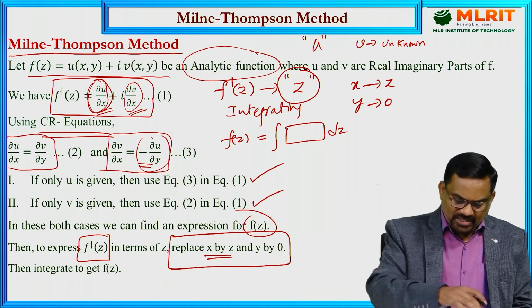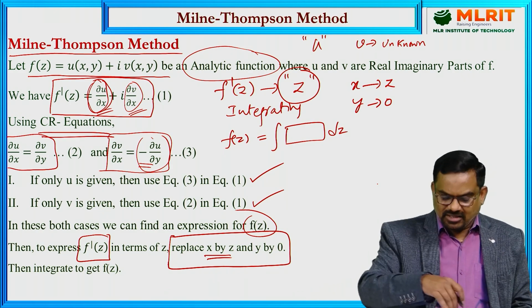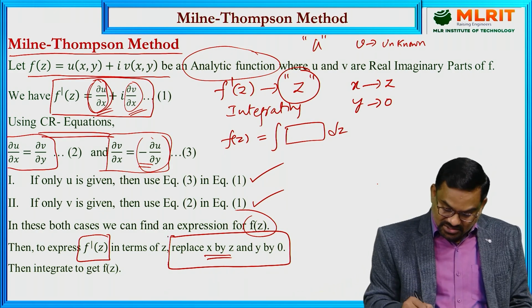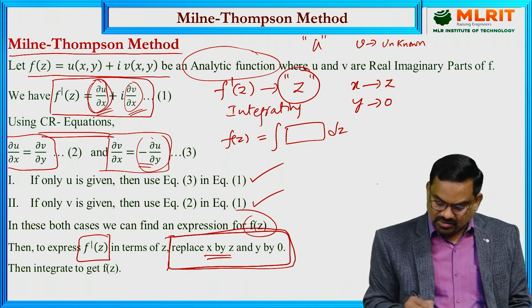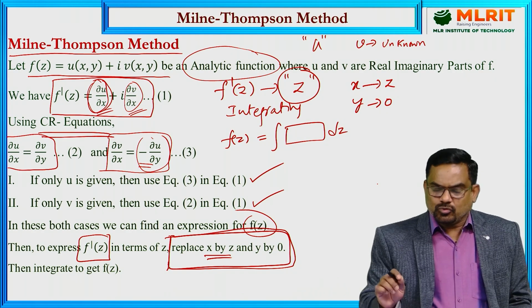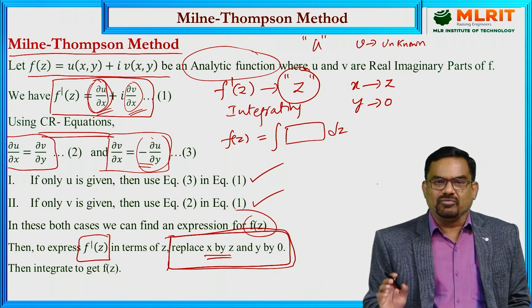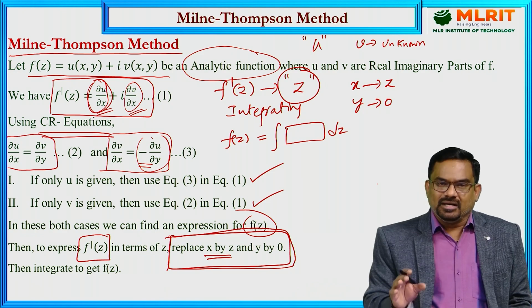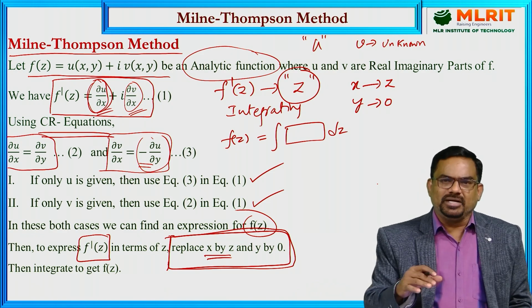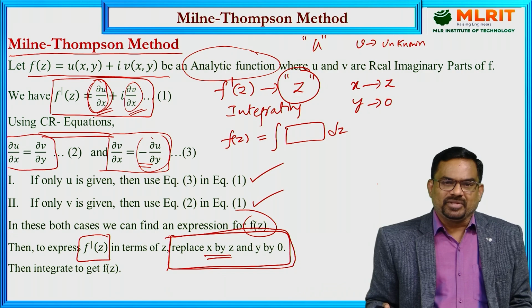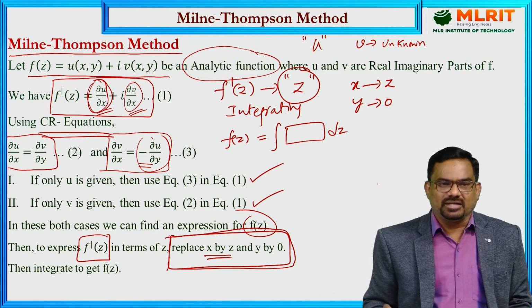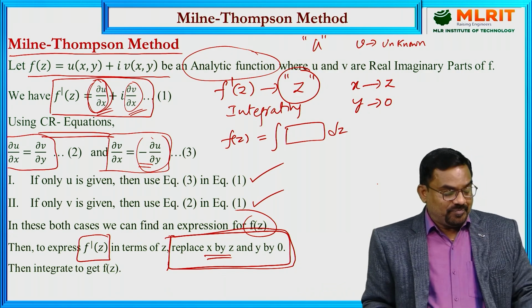These are the basic calculations that we do, and this is the main step of the Milne Thompson method. To write f dash z in terms of z, replace x by z and y by 0, then you will get f dash z exclusively in terms of z. Then by integrating on both sides, we can calculate the exact analytic function.